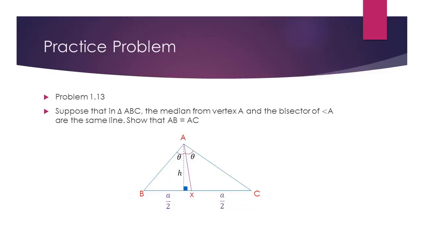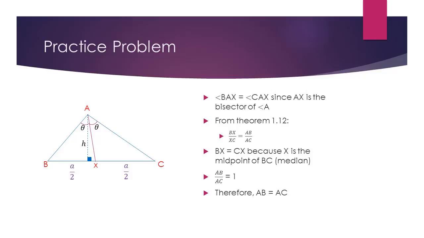We know that angle BAX is equal to angle CAX because AX is the bisector of angle A. From theorem 1.12, we also know that BX over XC is equal to AB over AC. Right? Furthermore, since AX is a median, we know that BX is equal to XC since X is the midpoint of BC. So when you take BX over XC, that equals 1, so we can set 1 equal to AB over AC. So AB must be equal to AC.